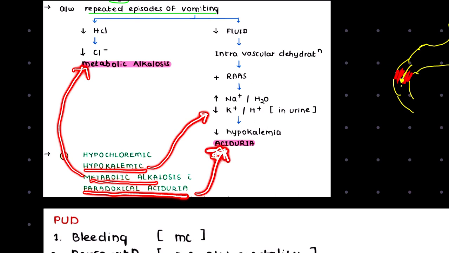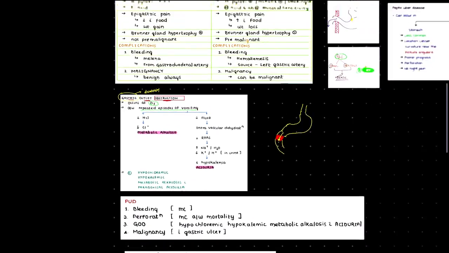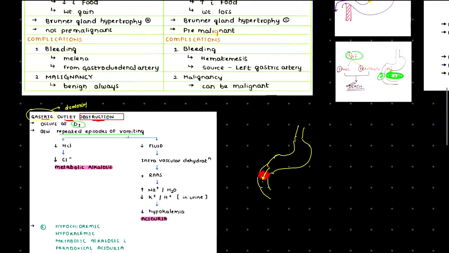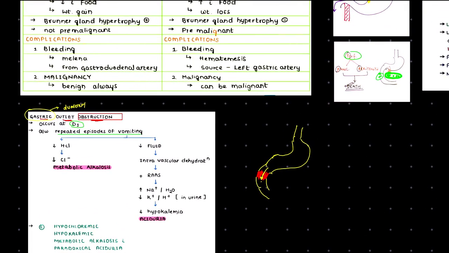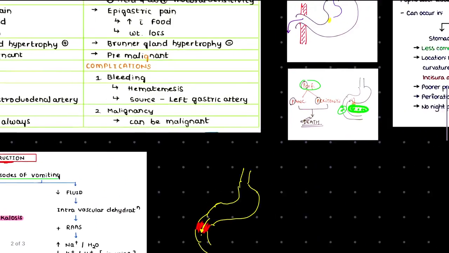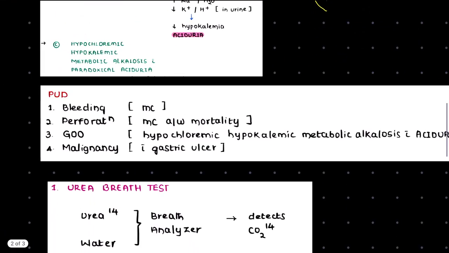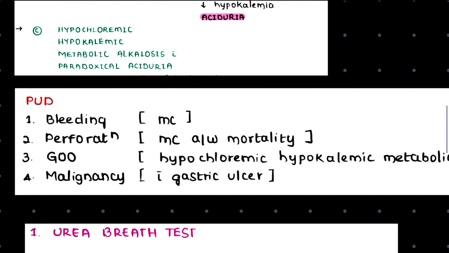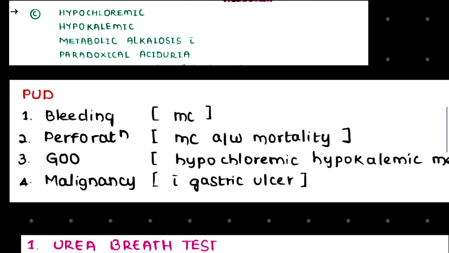Paradoxical acid urea. Now we talked about different complications. We mentioned bleeding, malignancy, gastric outlet obstruction, and perforation. Now let us see everything briefly. Bleeding: what is bleeding? It is the most common complication of peptic ulcer disease.